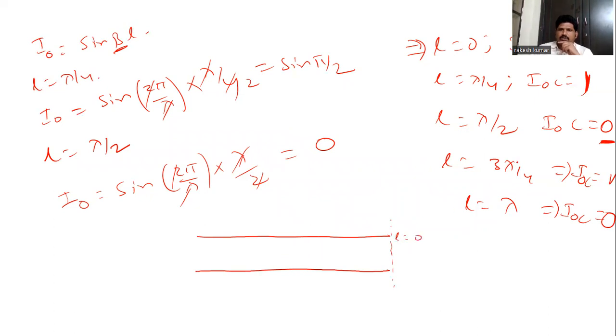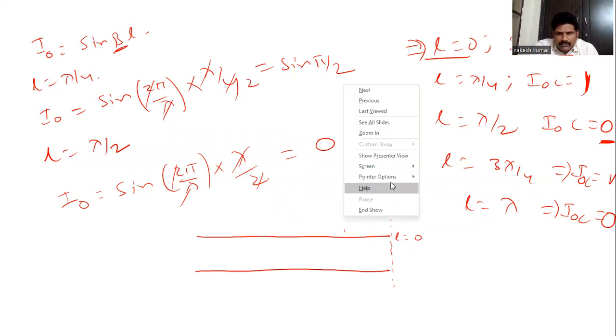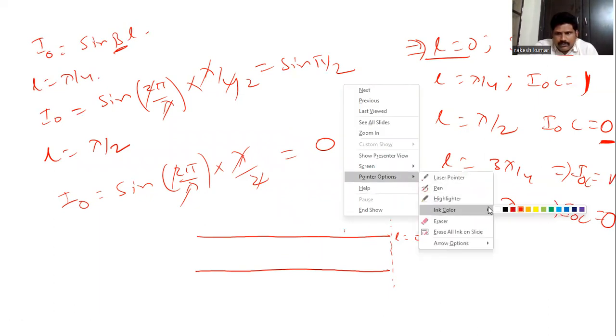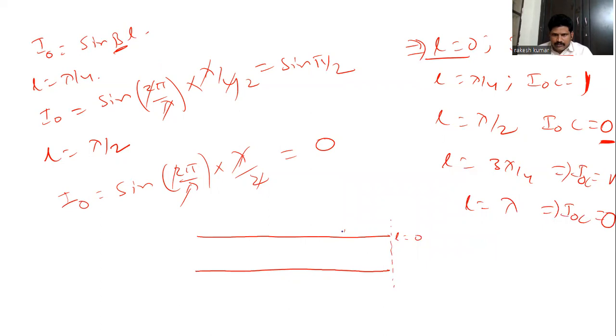Let here L is equal to 0. What is the current here? 0. Let us consider from here to here, it is lambda by 4. From here to here it is another lambda by 4. From here to here it is another lambda by 4. Similarly, this direction also.